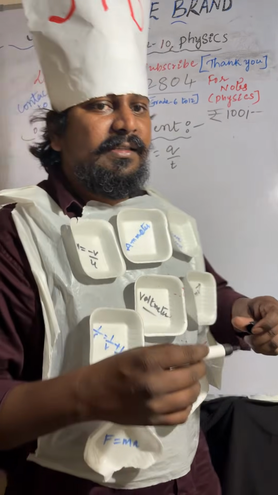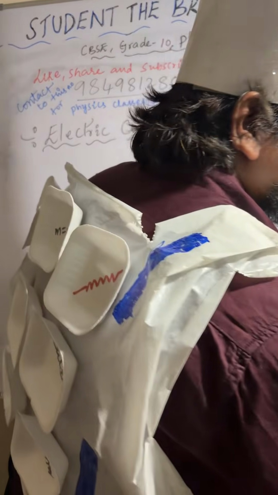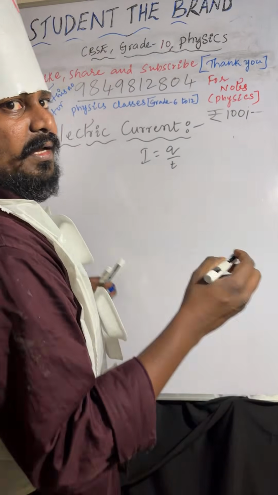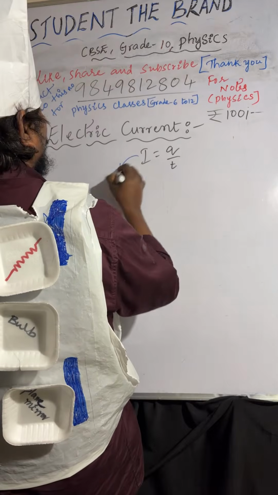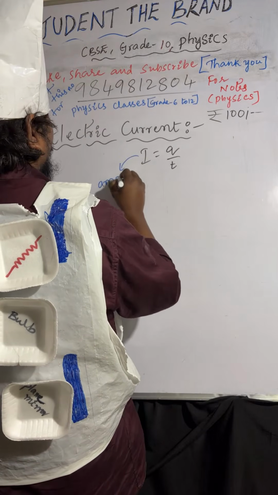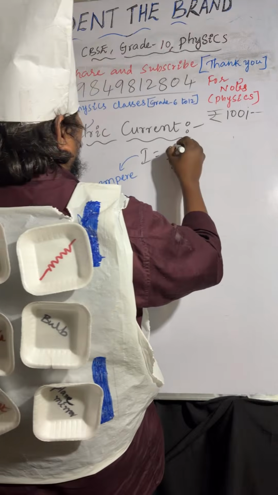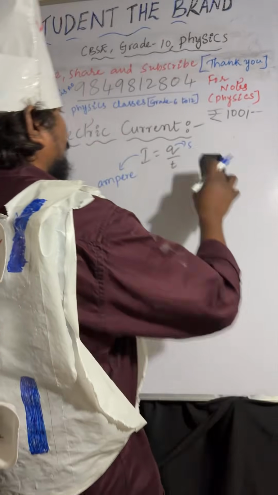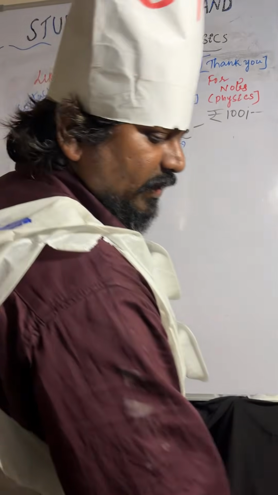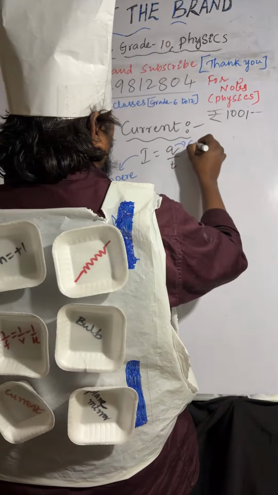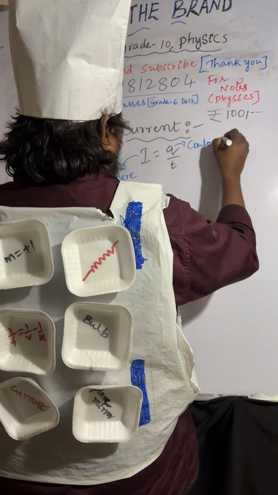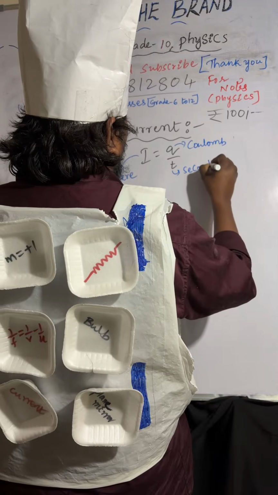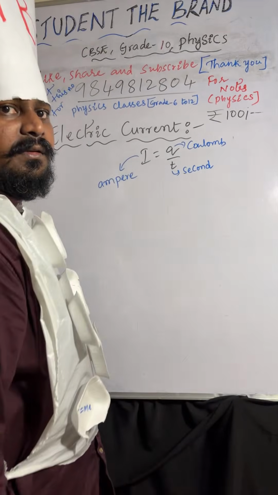SI unit of current is ampere. SI unit of charge is coulomb. So here you can say this is a coulomb, and this one is second. SI unit of time is second.